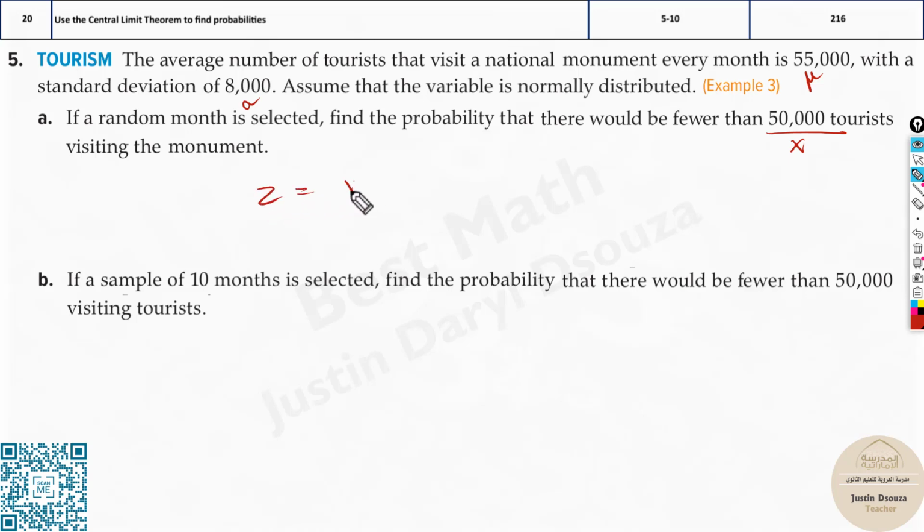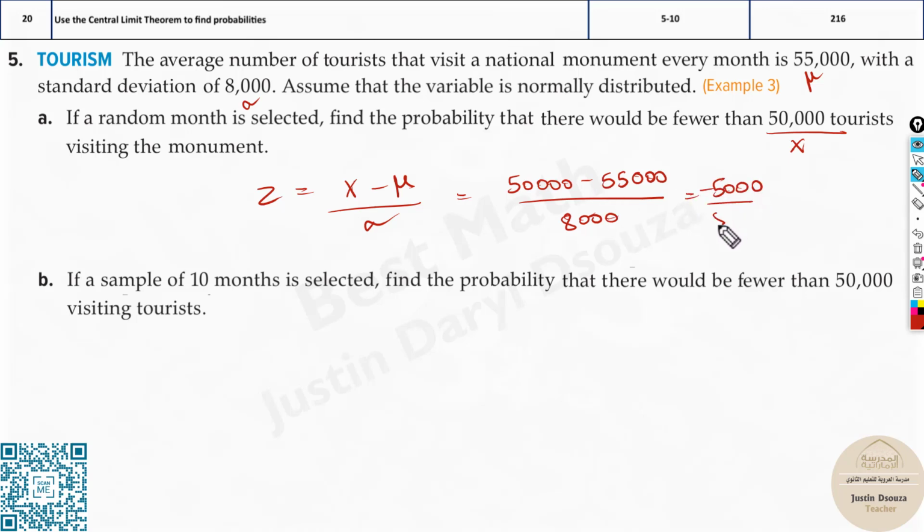First find the z value. X minus mu divided by sigma. Just substitute and get the z value. 50,000 minus the mean, 55,000, divided by 8,000. So here we have minus 5,000 divided by 8,000. So zeros go. It's negative 5 by 8. You just put it in the calculator, you get this answer.